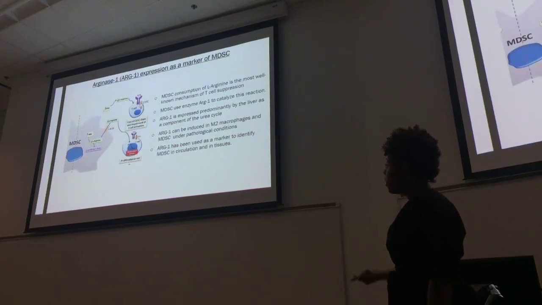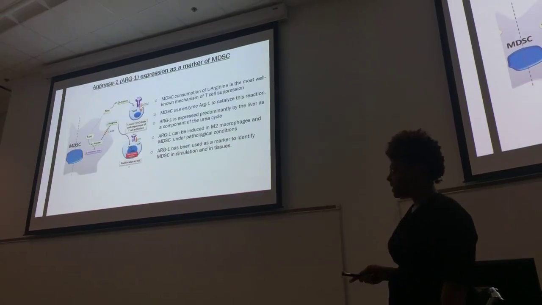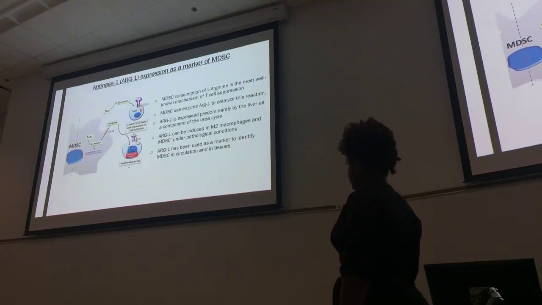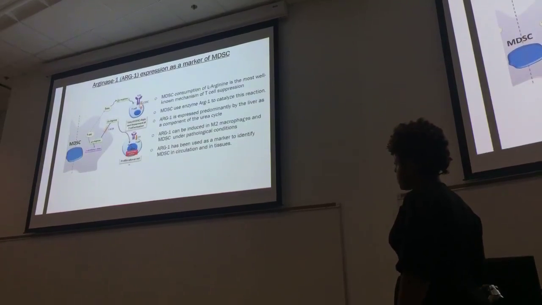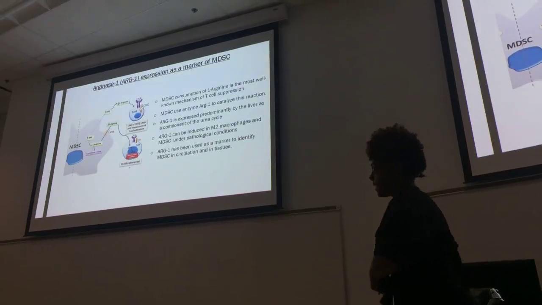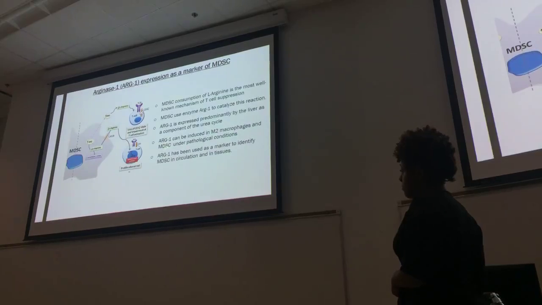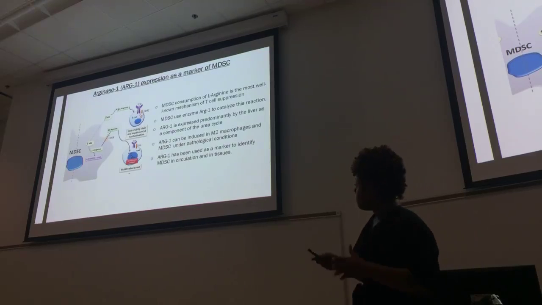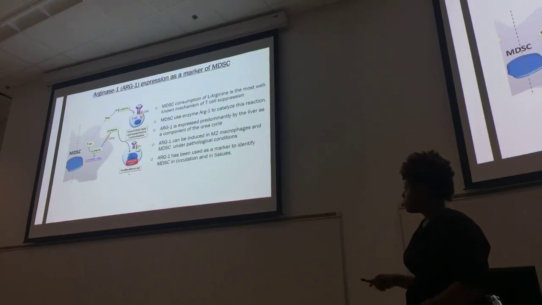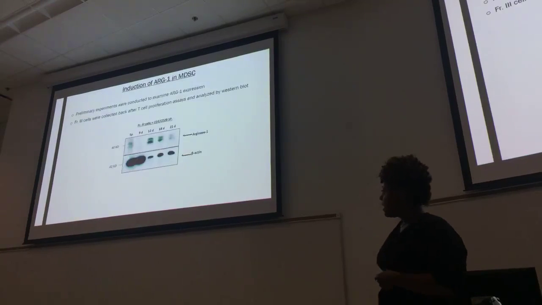The next problem we had, before we went further into that, was that we wanted to confirm that these cells were actually MDSC. MDSC are, as I mentioned earlier, most commonly known for their uptake of L-arginine and their expression of arginase 1. In healthy conditions, arginase 1 is primarily expressed in the liver as a component of the urea cycle. But under pathological conditions, arginase 1 can be induced in M2 macrophages and in MDSC. Overall, it has been used as a marker to identify MDSC in circulation and tissues. So in my model, that's what we use it for.